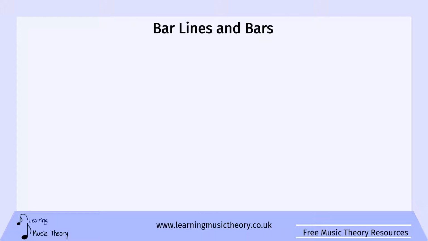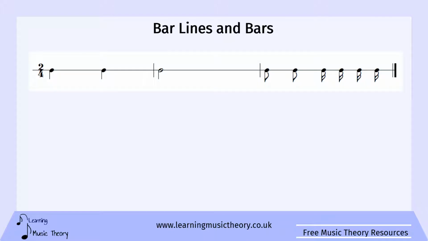Bar lines are simply vertical lines that are used to separate each group of beats according to the time signature. We'll demonstrate this by looking at simple examples of each of the three time signatures you need to know about for grade 1. These vertical lines are bar lines and are used to group the beats according to the time signature. All the notes grouped by these bar lines are bars.